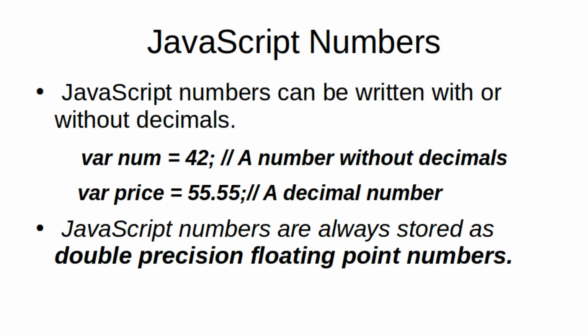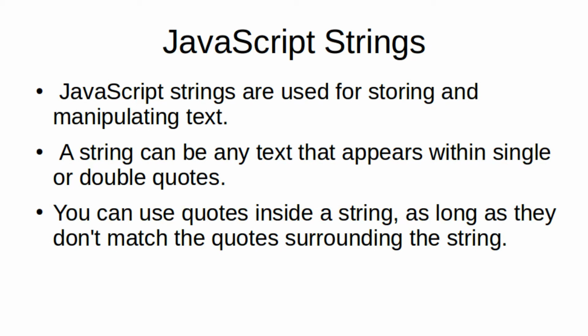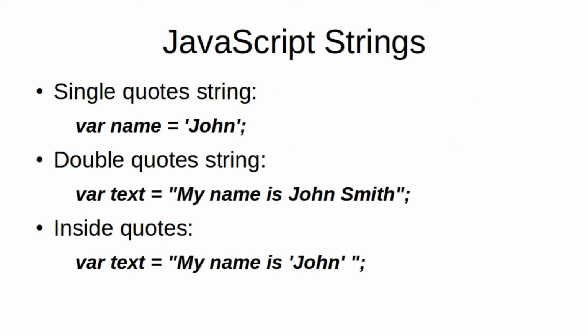The JavaScript strings. JavaScript strings are used for storing and manipulating text. A string can be any text that appears within single or double quotes. You can use quotes inside a string as long as they don't match the quotes surrounding the string. Here we have an example of a single quotes string, a double quotes string, and quotes inside a string.